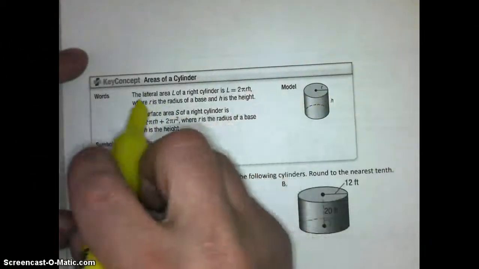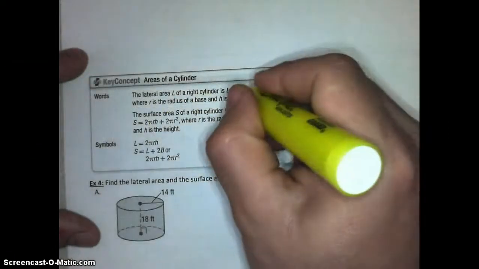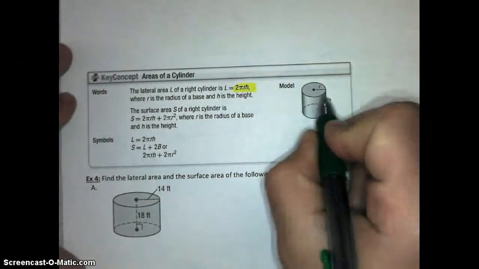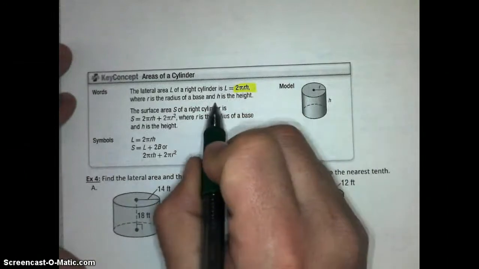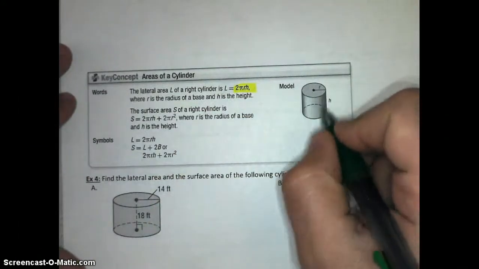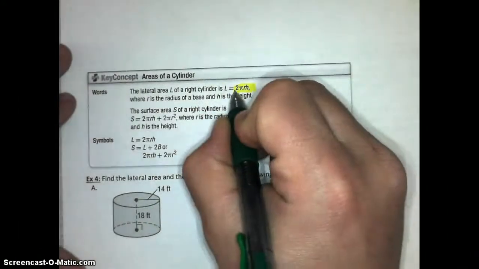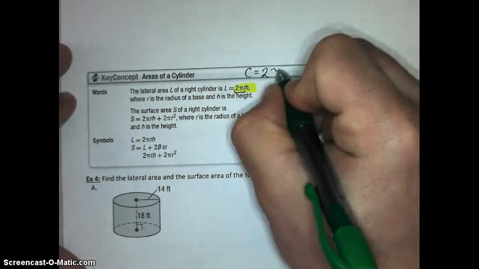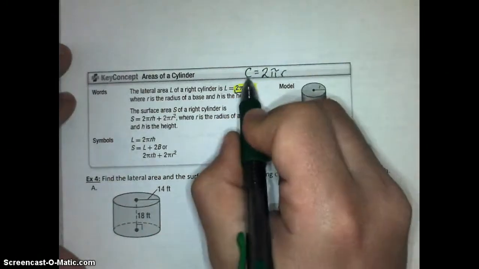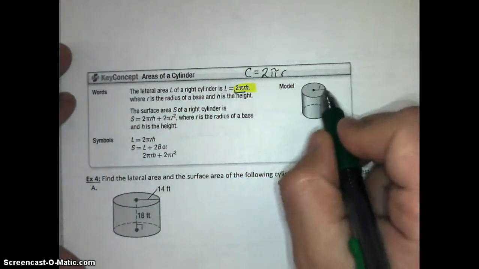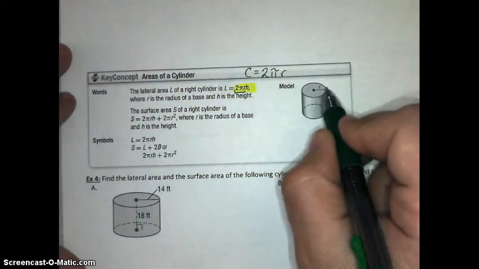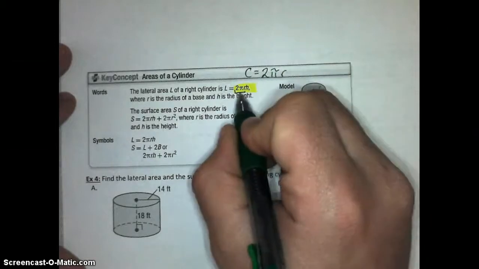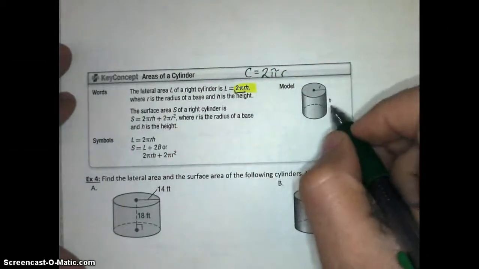Okay, so the lateral area is 2 pi r times h. Well, let's talk about what those things mean. R is the radius of your circle. H is the height or the distance between the circles, but if you'll recognize 2 pi r, that's the circumference of a circle. That's because circumference is the word we use in a circle to talk about its perimeter. The distance around the outside of the figure is circumference for circles. So we're still taking perimeter times height of the figure.